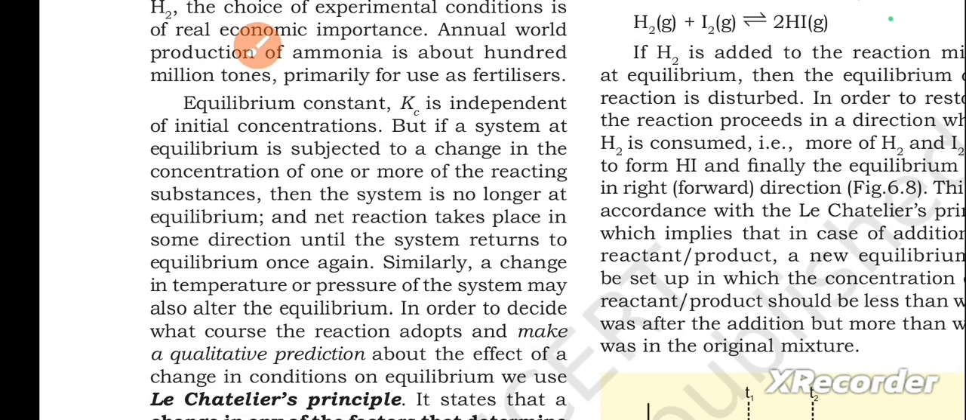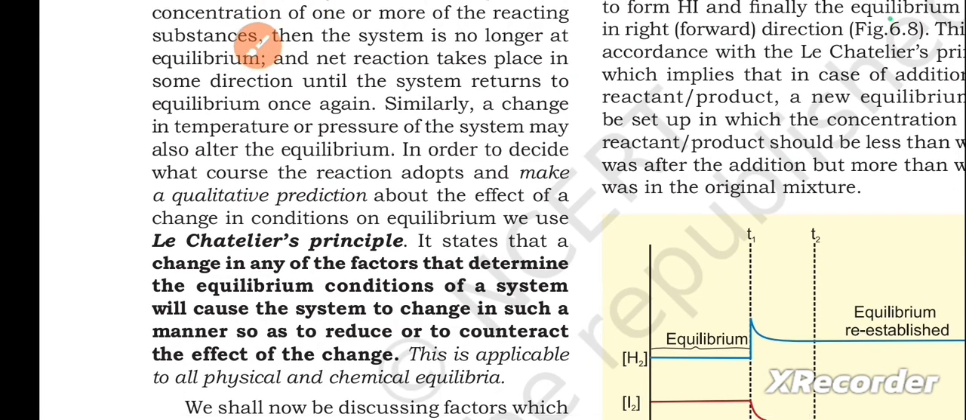Equilibrium constant Kc is independent of initial concentrations, but if a system at equilibrium is subjected to a change in the concentration of one or more of the reacting substances, then the system is no longer at equilibrium and net reaction takes place in some direction until the system returns to equilibrium once again. Similarly, a change in temperature or pressure of the system may also alter the equilibrium.